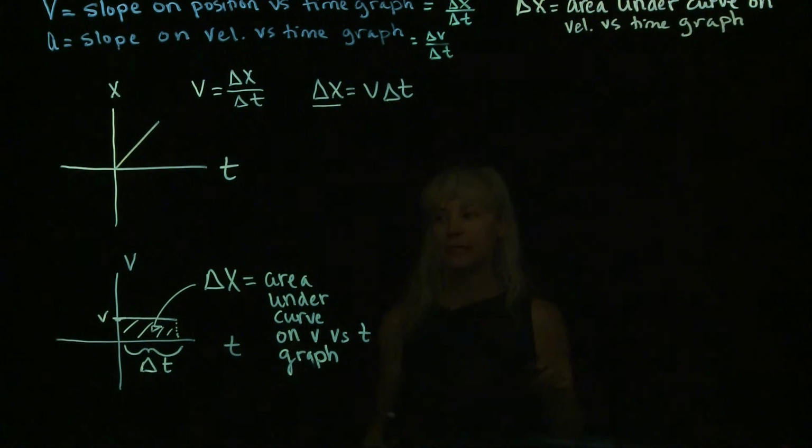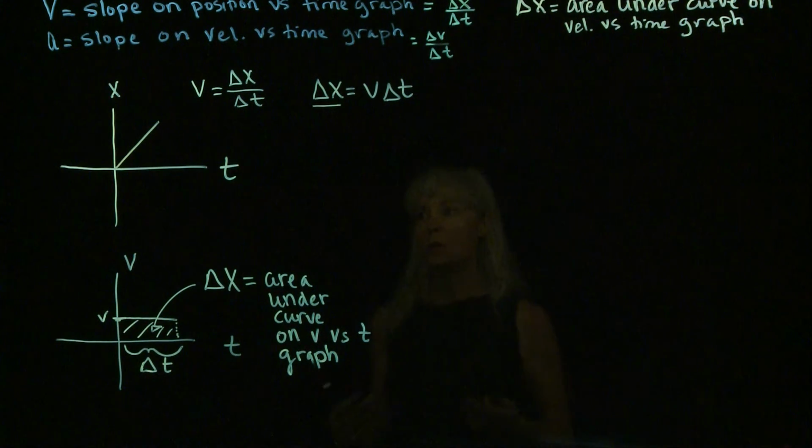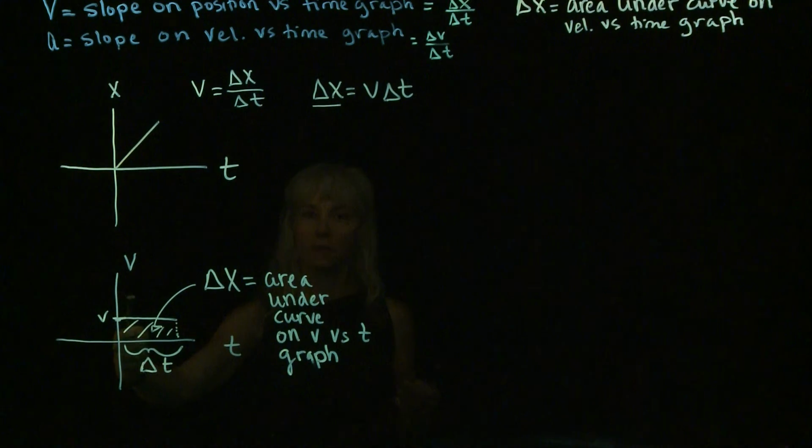I mean, here it's a very simple shape. It's a rectangle, but it does not matter what the shape is. If we can find the area under that curve, that will correspond to the object's displacement. Okay? Notice that this is positive area because it is above the time axis.